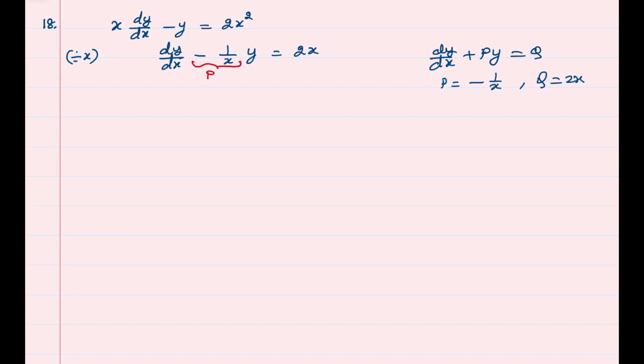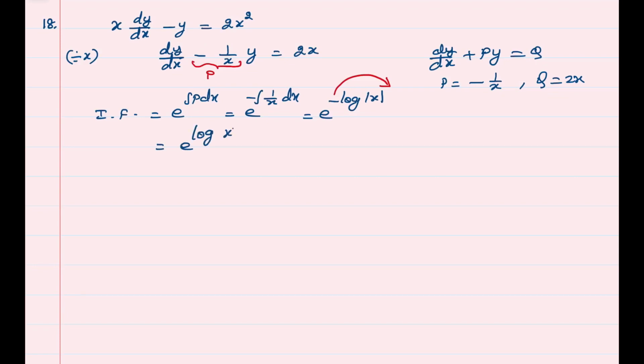We have to find the integrating factor. The integrating factor is e to the power integral P dx, which is e to the power integral of minus 1 by x dx, e to the power minus log of the absolute value of x. We cannot cancel e and log because of this negative sign. We will take this as the power. It is e to the power log x raised to minus 1, which becomes 1 by x. C option is the correct option.